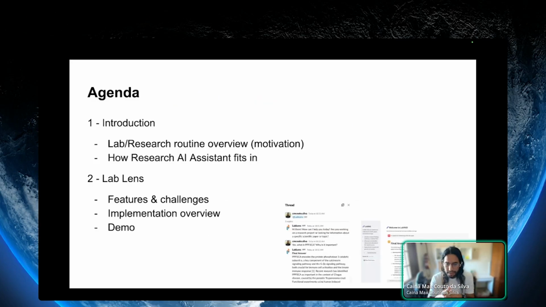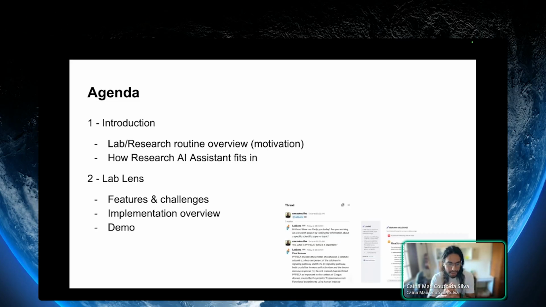So the agenda for this talk is basically a quick introduction about how lab research and the routine work, and also how a research AI system can help lab groups, research groups. I'm also going to talk about Lab Lanes. That's the name of this application, where I'm going to explain the features and also some challenges that I have faced. Then the implementation overview, and the code is right on the chat. Just to make clear, that's more like an idea and a base starting implementation of it, rather than a full production-ready application. Not yet, at least.